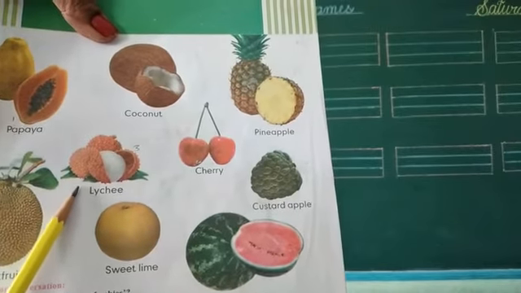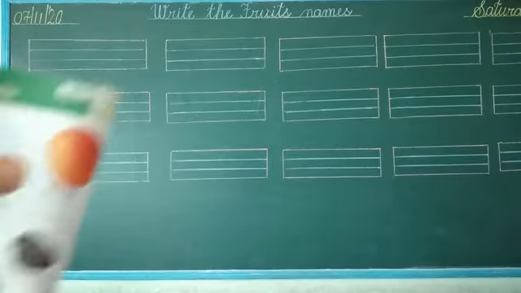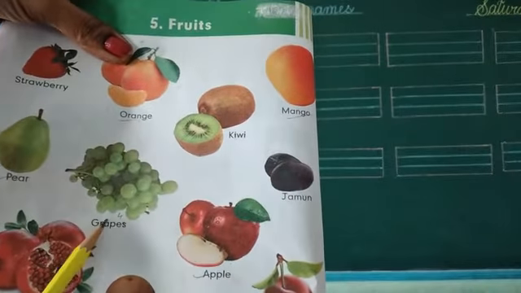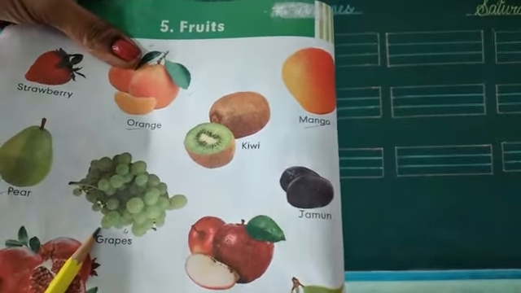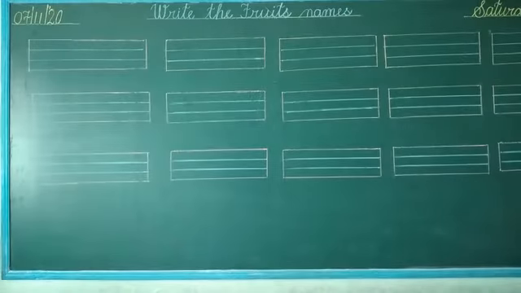third is lychee, fourth is grapes and pear. You all like fruits, Anna. So let's write.